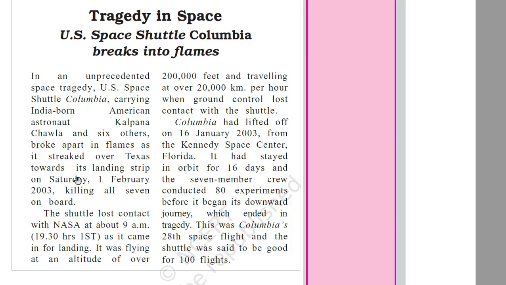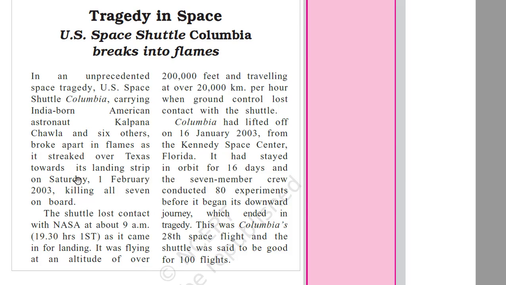Columbia had lifted off on 16 January 2003 from the Kennedy Space Center, Florida. It had stayed in orbit for 16 days and the 7-member crew conducted 80 experiments before it began its downward journey, which ended in tragedy. This was Columbia's 28th space flight and the shuttle was said to be good for 100 flights.